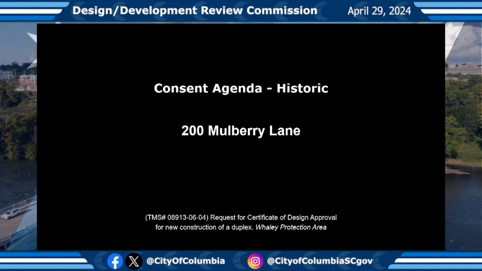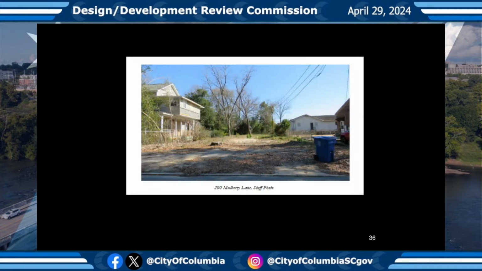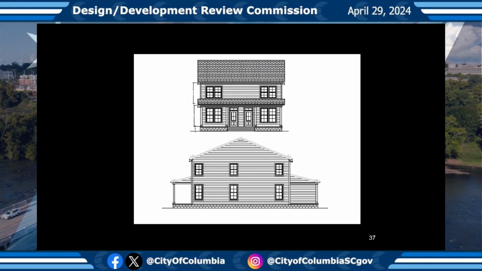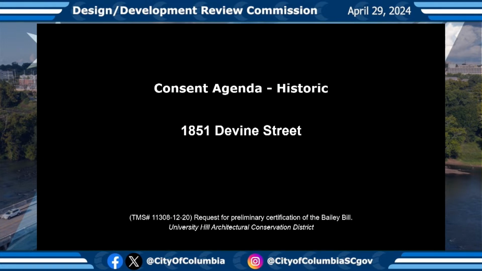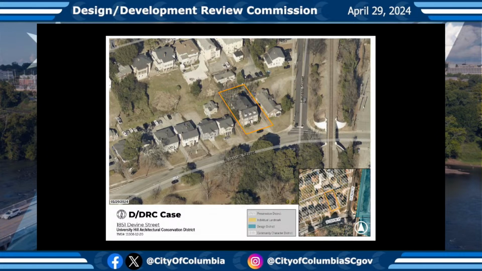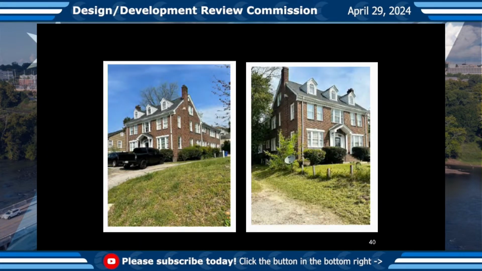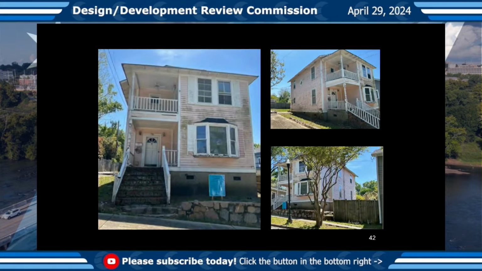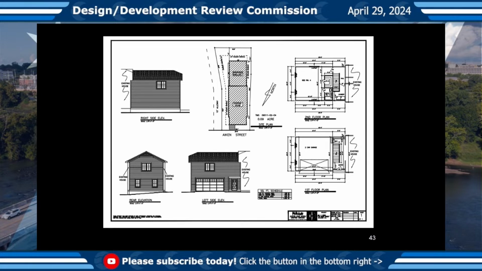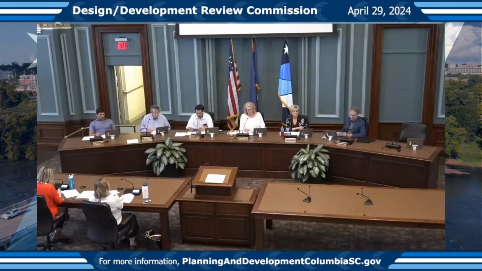Seventh on the list is 200 Mulberry Lane. This is in the Whaley Protection Area, and it's a request for design approval for new construction of a duplex. 1851 Divine Street in the University Hill Architectural Conservation District, which is a request for preliminary certification for the Bailey Bill. And last is 718 Aiken Street in the Elmwood Park Architectural Conservation District. This is a request for design approval for an addition and for preliminary certification for the Bailey Bill.